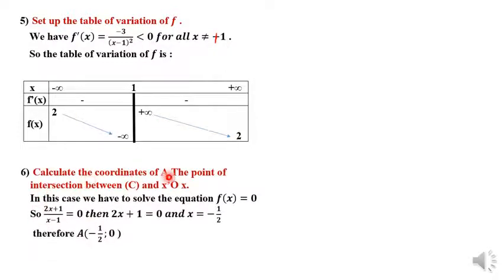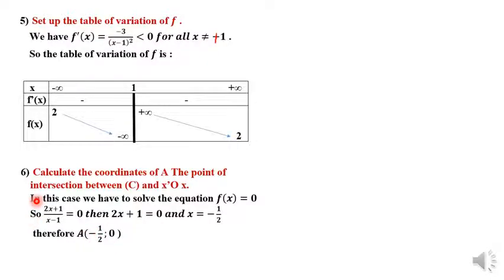Calculate the coordinates of the point A, the point of intersection between C and x prime x. In this case, we have to solve the equation f x equals 0. So 2x plus 1 over x minus 1 equals 0. Then the numerator is equal to 0. Then x equal minus 1 over 2. So A minus 1 over 2, 0.